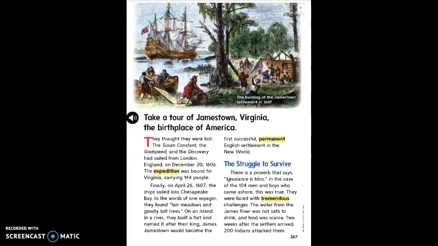So before we start listing the events on our map, we're going to reread page 367. We've been talking about it this entire school year, that good readers reread information more than once so they are sure that they are comprehending the text thoroughly. So let's go ahead and listen to page 367 one more time before we start listing the events in sequence.